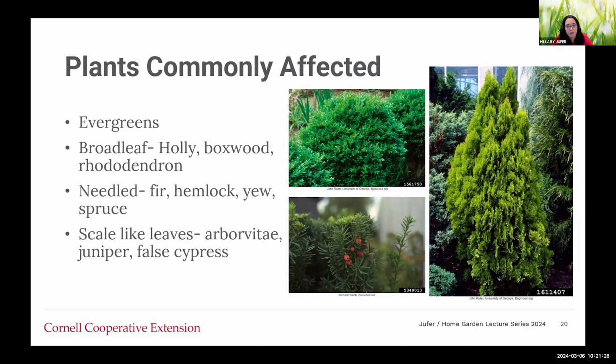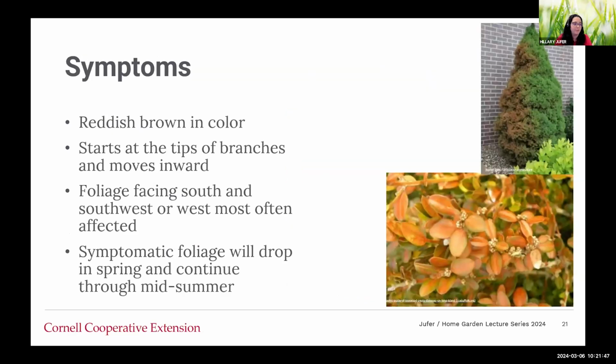And these are important because if you choose to do something about it, you have to pay attention to what kind of leaves, what kind of needles they have. So we'll talk about that at the end, but it's always good to know what you have.